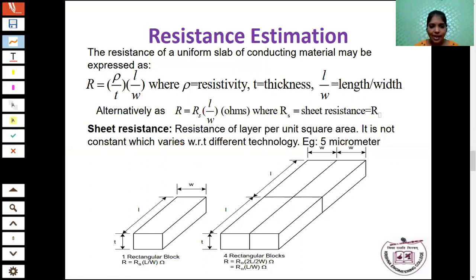So for example, consider a rectangular block of material. Here we are going to measure the resistance of this material. How do we measure it? R is equal to Rs into L by W ohms. It depends upon the technology, which specifies the sheet resistance value. L by W means the length and width of the material. T is the thickness of the material, and rho is the resistivity of the material. Using this, we are going to measure the resistance value.